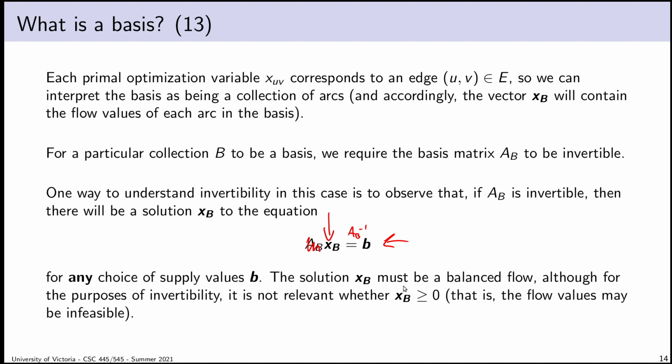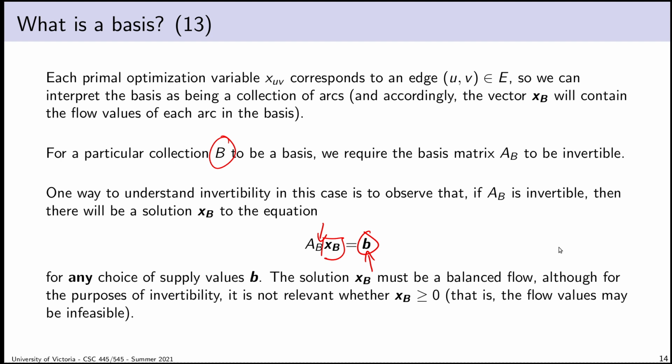So the way I'm going to tackle this is I'm going to say, okay, we now have a condition that's a little bit less linear algebraic that we could check. A particular collection of arcs B is a basis if for any supply vector, assuming of course that the supply values for the whole graph sum to 0, there is a way to compute a balanced flow using only my basic arcs. That's really what this is saying. As long as there is a solution to this equation for any vector B, then the set of arcs I chose is indeed a basis.